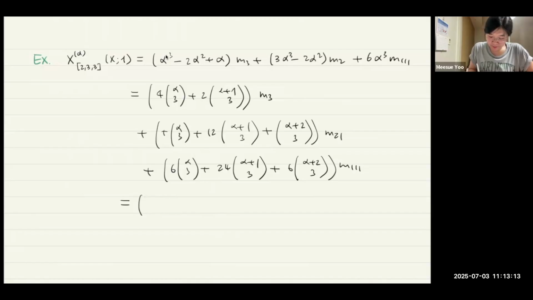Namely, if we use alpha, so this is the falling factorial, alpha, alpha minus 1, alpha minus 2, and then alpha, 3.